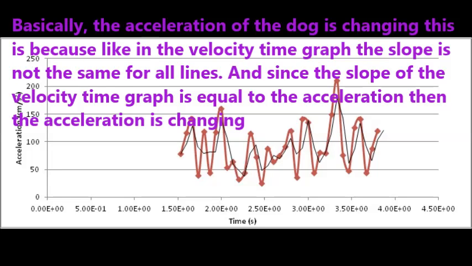Basically, the acceleration of the dog is changing. This is because, like in the velocity time graph, the slope is not the same for all lines. And since the slope of the velocity time graph is equal to the acceleration, then the acceleration is changing. Let's see if what I've said is right.